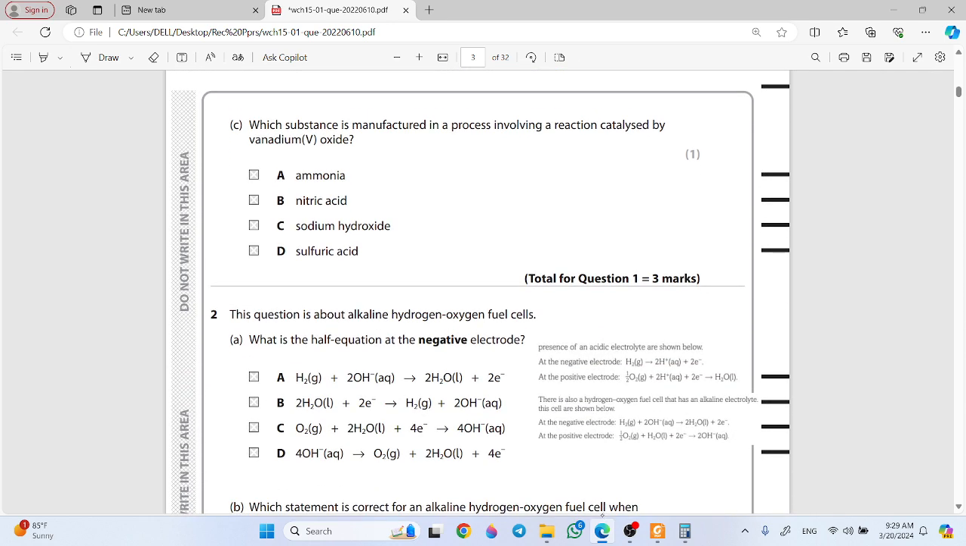Next one, which substance is manufactured in the process involving a V2O5 catalyst? As I said before, V2O5 is used in the contact process, that is making H2SO4. The other one, iron catalyst, is used in what? The Haber process. Some common examples, right? Okay. So here V2O5 is making sulfuric acid, right?